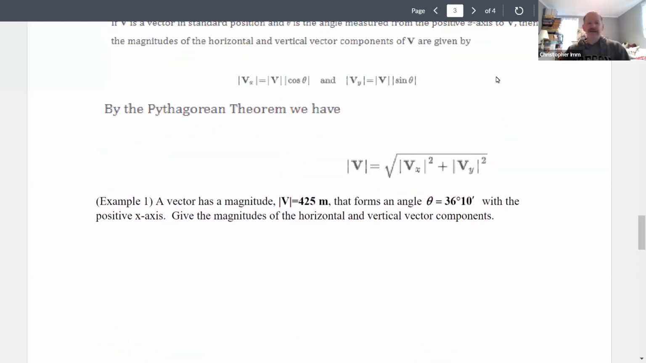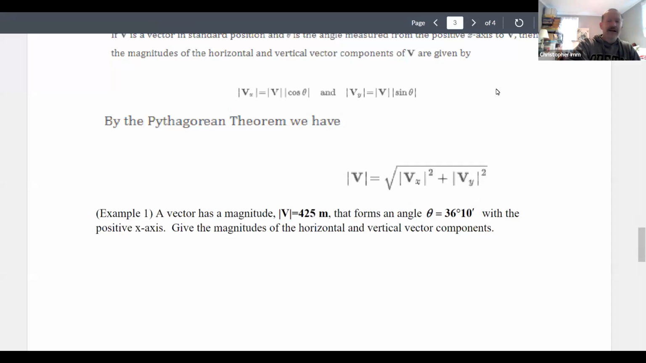The first one says a vector has a magnitude of 425 meters that forms an angle of 36 degrees and 10 minutes with the positive x-axis. Let's give the magnitudes of the horizontal and vertical components of the vector. The first thing I always like to do is to draw a picture of what I'm dealing with here. So I'm going to go ahead and do that.